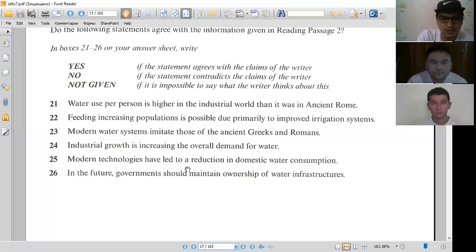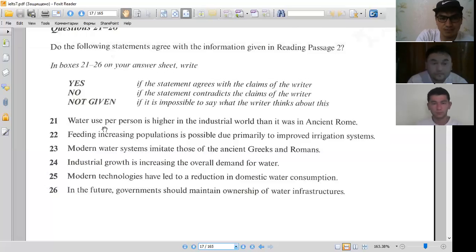Water use per person is higher in the industrial world than it was in ancient Rome, right? Keywords: higher, industrial world, and our biggest keyword, ancient Rome.